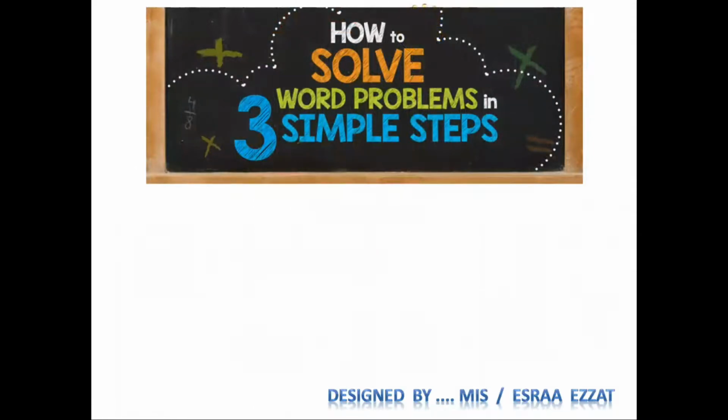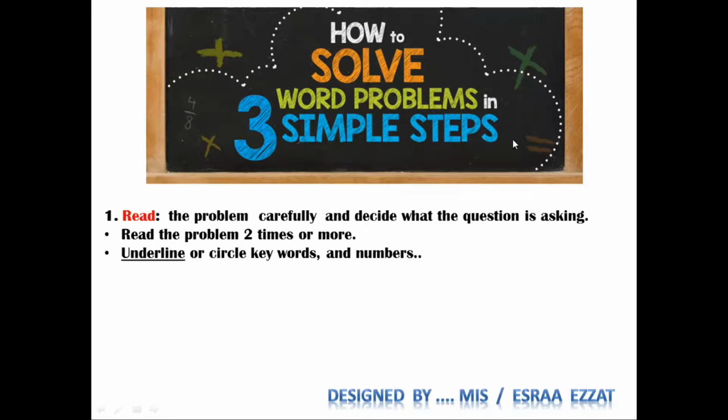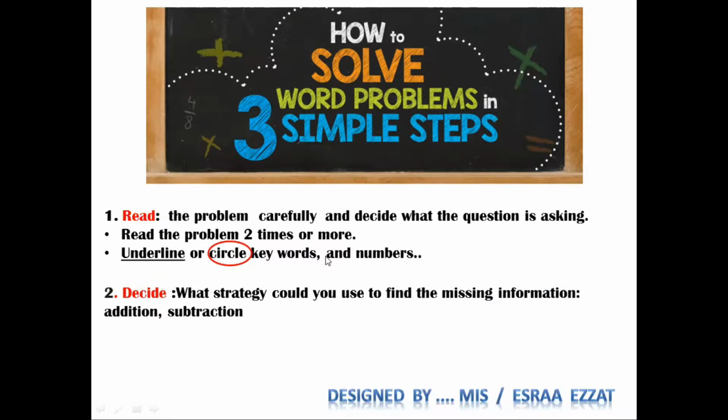Here we have steps to know how to solve word problems in 3 simple steps. The first step is to read the problem carefully and decide what the question is asking. So we will read the problem 2 times or more, and then we underline or circle keywords and numbers. Step number 2, we will decide what strategy we could use to find the missing information, and we will decide if we will use addition or subtraction. The third step is to solve by writing a number sentence and solving the problem.